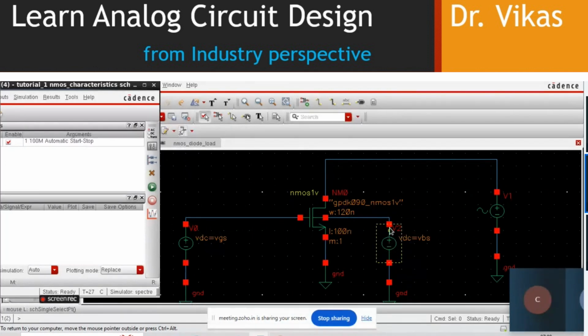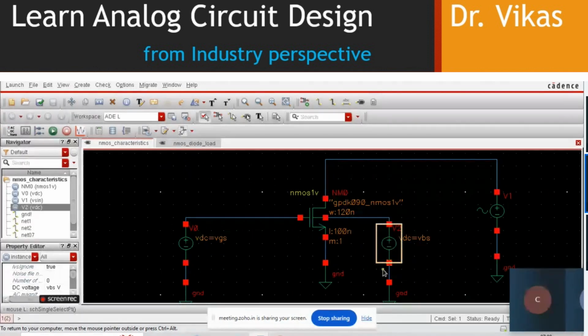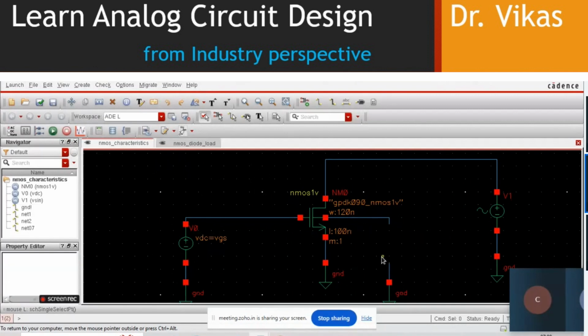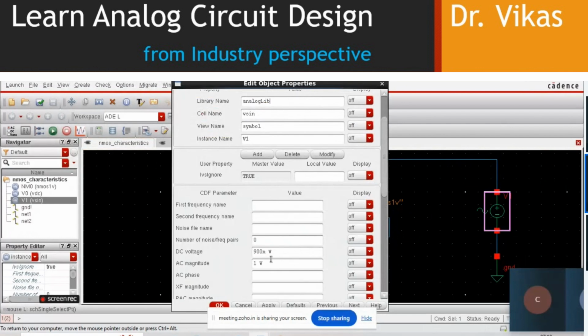So for that purpose, I have taken this. Otherwise, you can connect this to the source also. When we come to that particular thing, we'll take a look at it. So we can just connect this way. And then I have taken the AC source over here with a DC voltage of 900 millivolt and an AC magnitude of 1 volt.